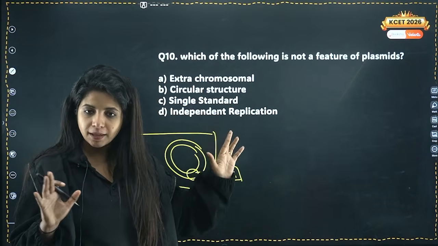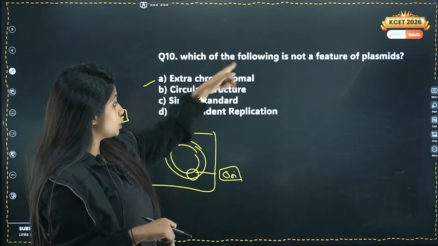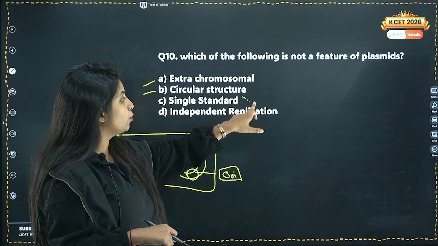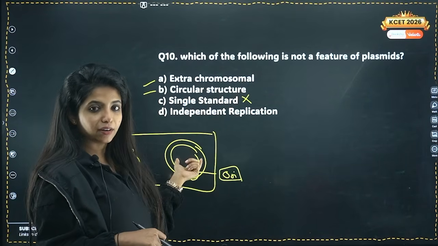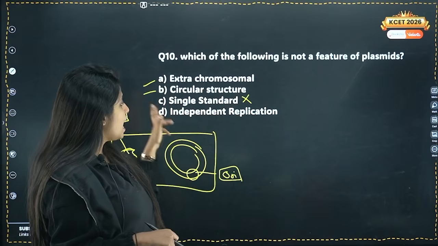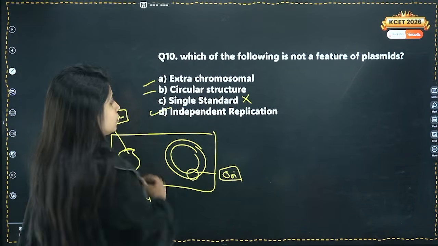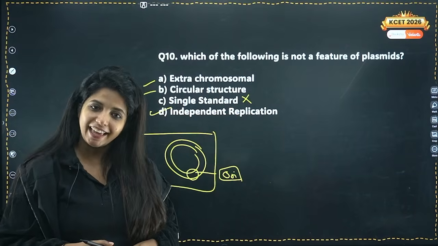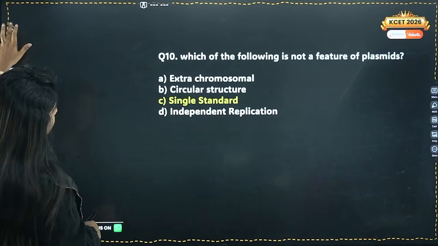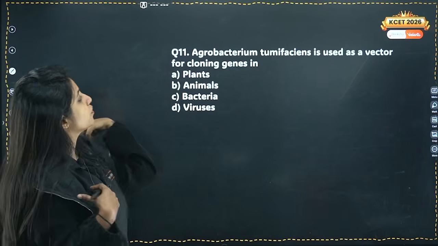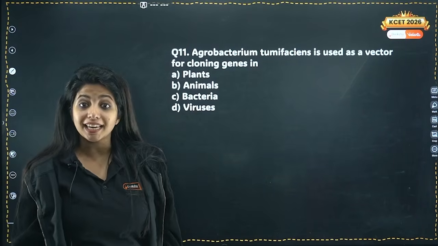Got it? Yes. So extrachromosomal, correct, ma'am, which is not the feature is being asked. Circular structure, correct, ma'am. Single stranded, no, it is double. Single, ready to mingle. Okay, so it is double stranded, and independent replication is obviously being seen. Why? Because origin of replication is also there. Got it? Clear? Crystal clear? Done. Now next, Agrobacterium tumefaciens is used as a vector for cloning genes in.